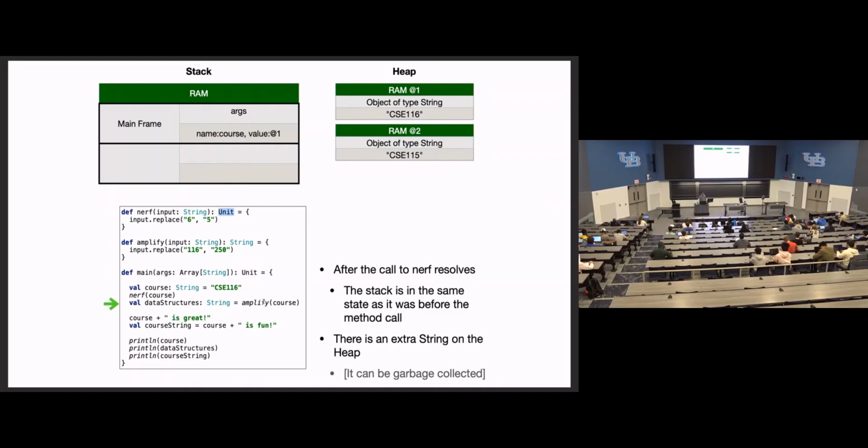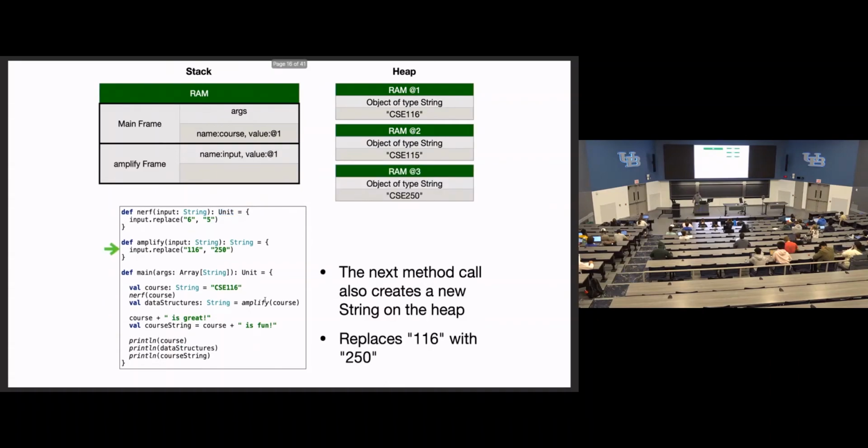So let's move on to a method that does do this the way we want it to. Amplify. It's going to be a new frame on the stack. It's going to get a reference to that same string at 1, which contains the value CSE 116, which again will never change. But when we get to the last slide, this will still say CSE 116. It cannot change. Strings are immutable.